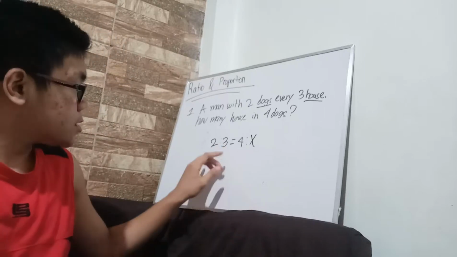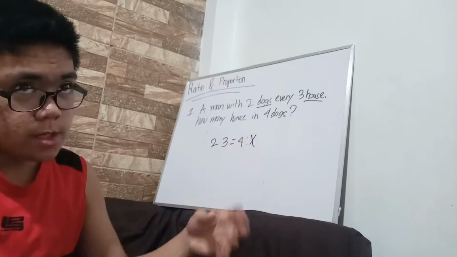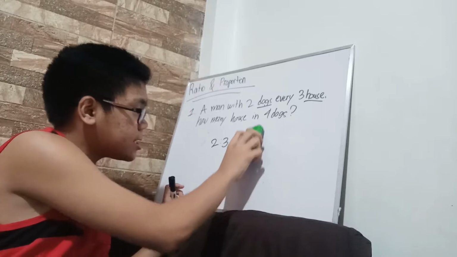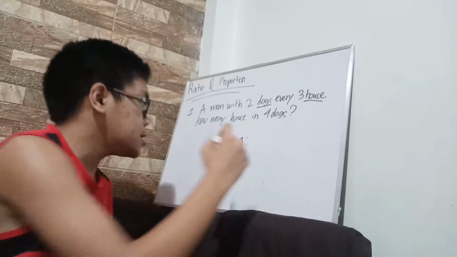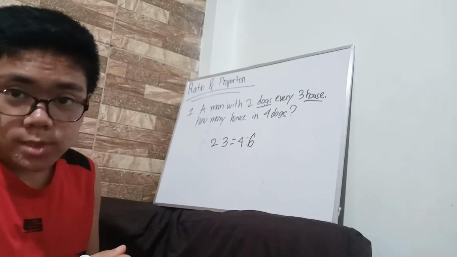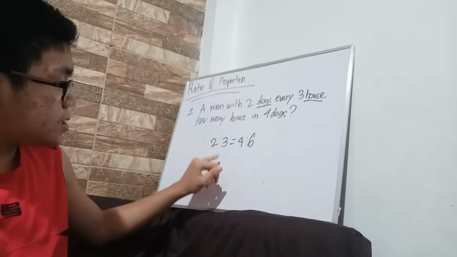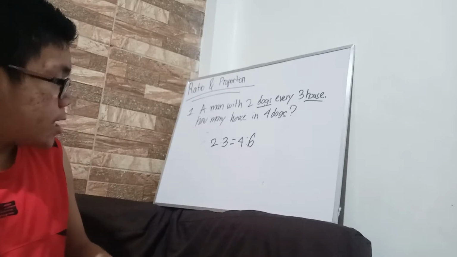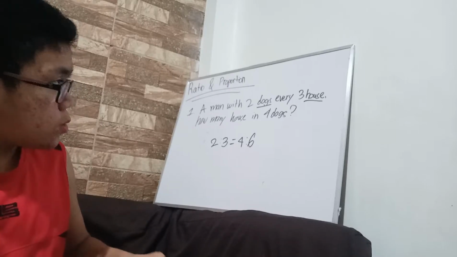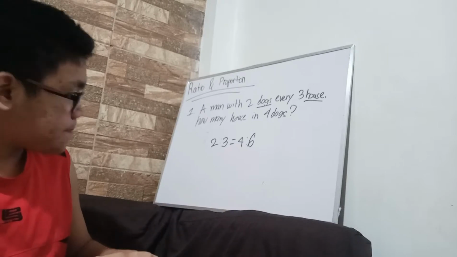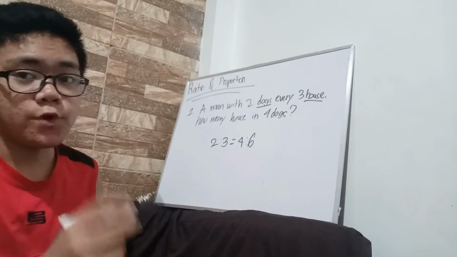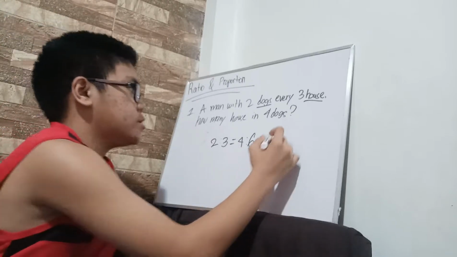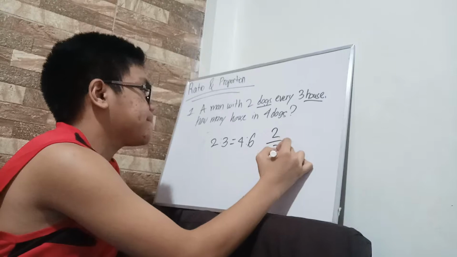Okay, so we already got the answer, so it's 6. Let's erase the X and turn it to 6. There you go, 6. So 2 is to 3 is equal to 4 is to 6. We can say that is the answer, but you also need to put it in a fraction form.